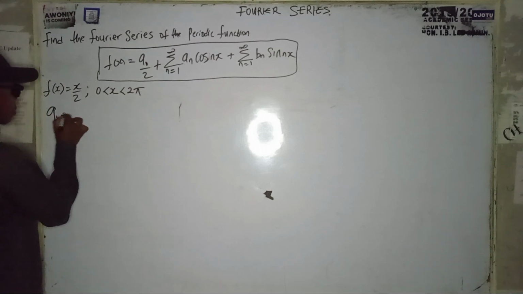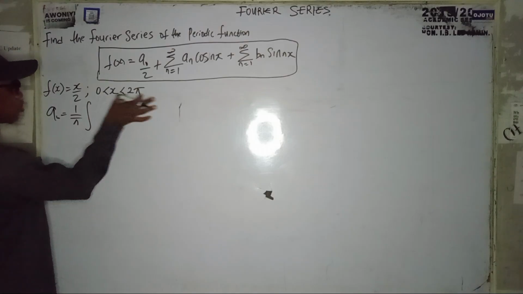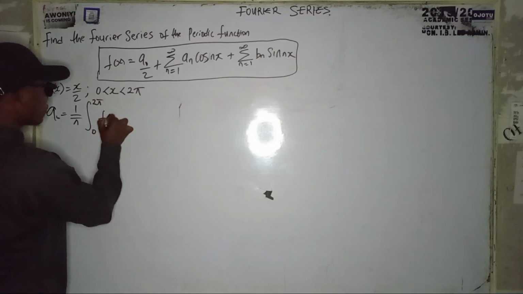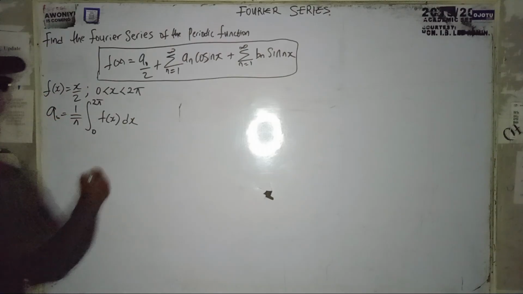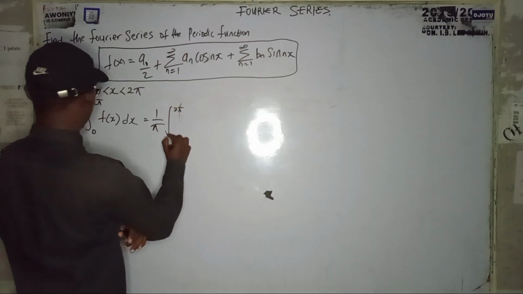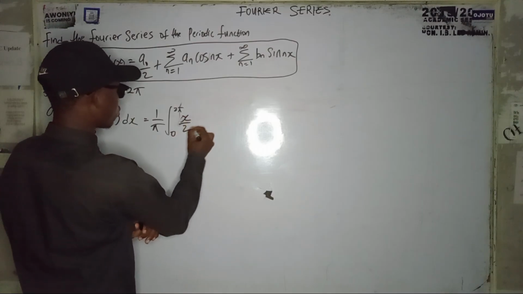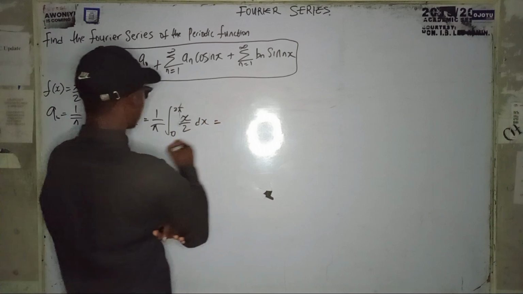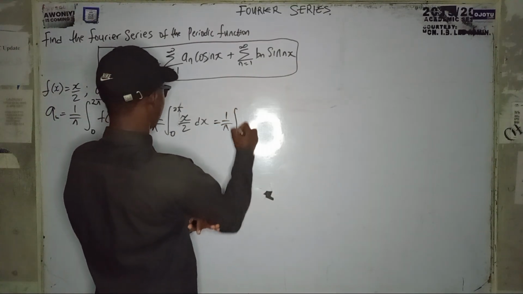Our a naught is equal to 1 over pi, the integration from 0 to 2 pi of f of x dx. So what is our f of x? x over 2. Therefore, this is equal to 1 over pi, the integration from 0 to 2 pi of x over 2 dx.